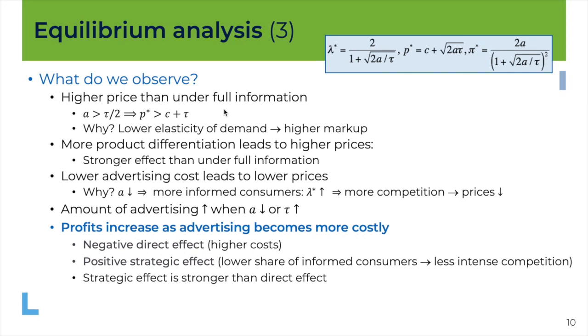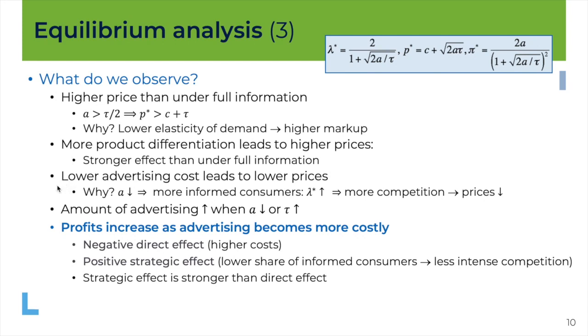So with some consumers not knowing both products, the elasticity of demand for both firms is lower, which allows them to set a higher markup. Okay. Now, we also observe that more product differentiation leads to higher prices. If tau increases, P star increases. This is not new, okay, but the effect is still stronger than under full information. Okay, so that kind of reinforces the first observation that we made.